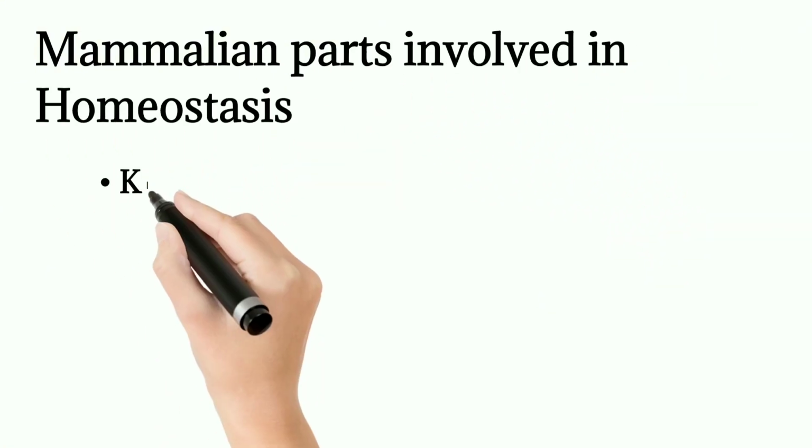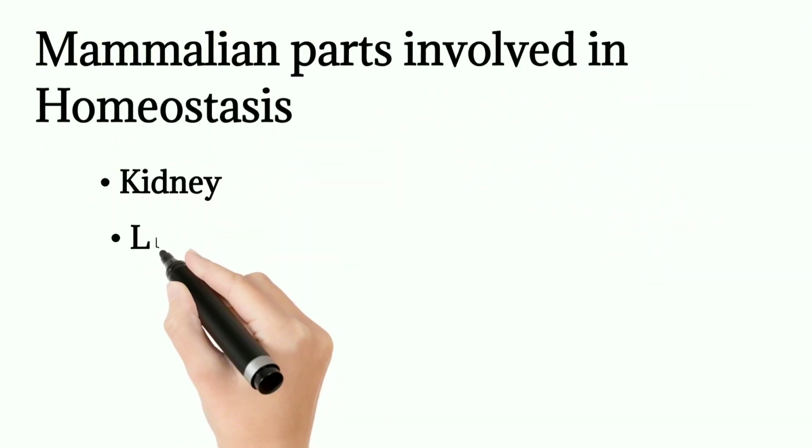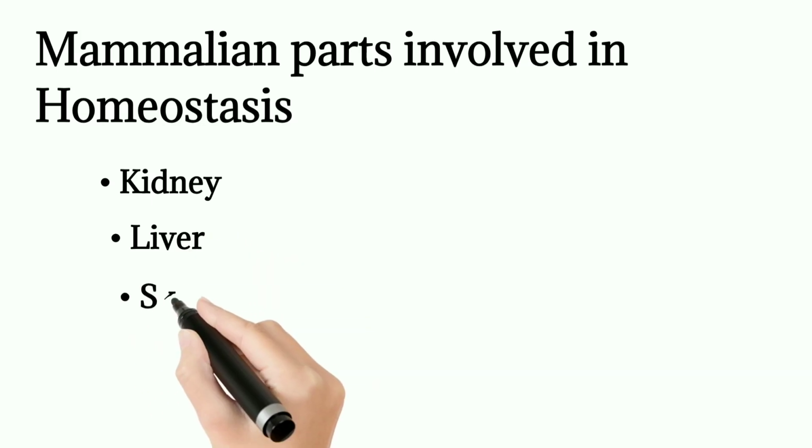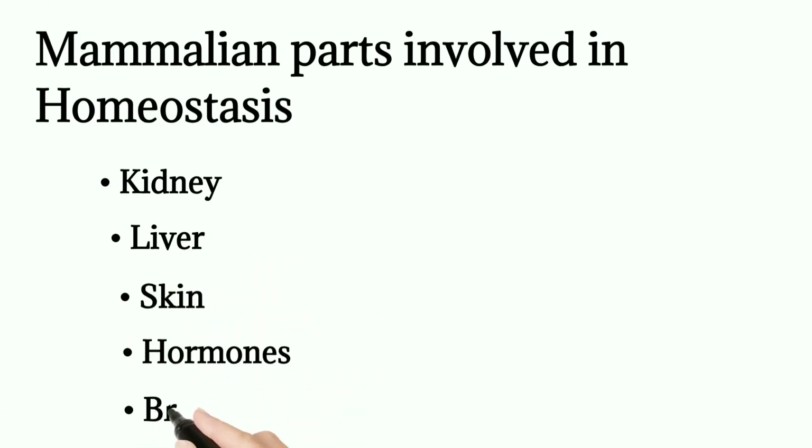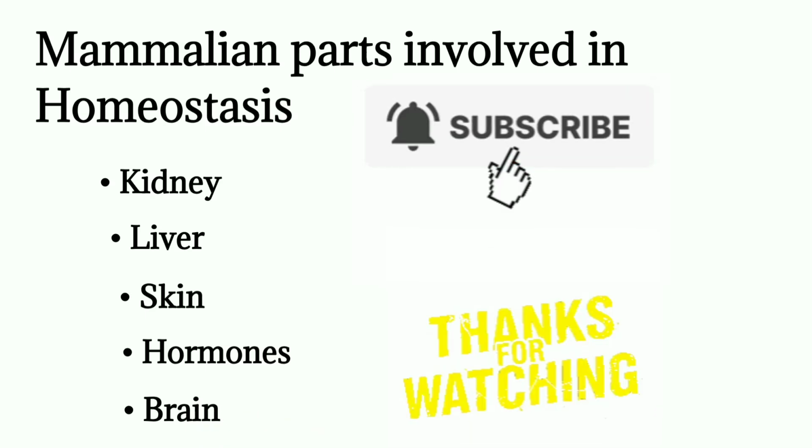Okay, so let's look at the mammalian parts involved in homeostasis. We have the kidney, liver, skin, hormones, and brain. So these are the parts that are involved in homeostasis.